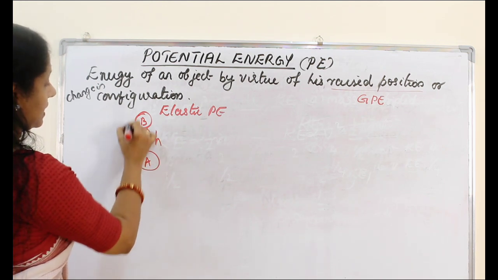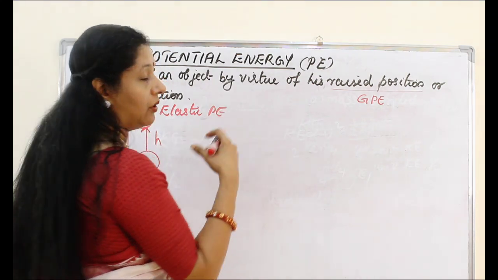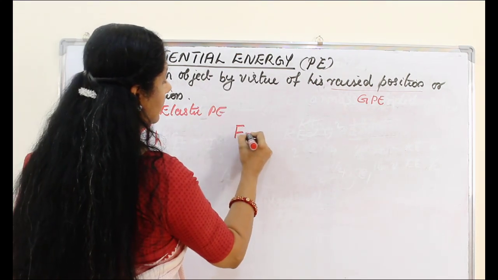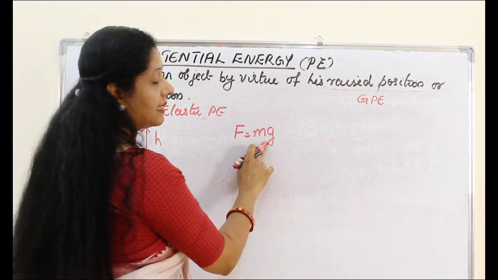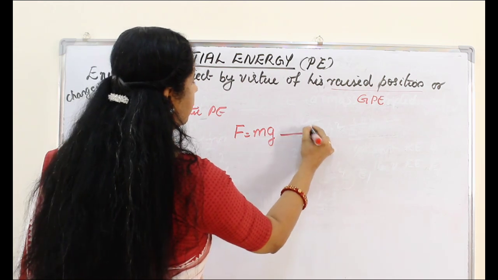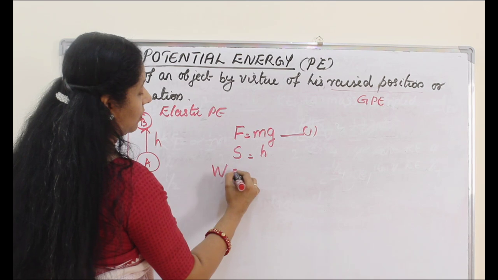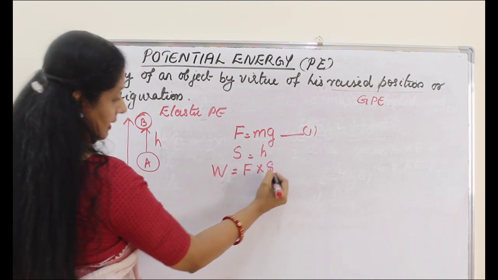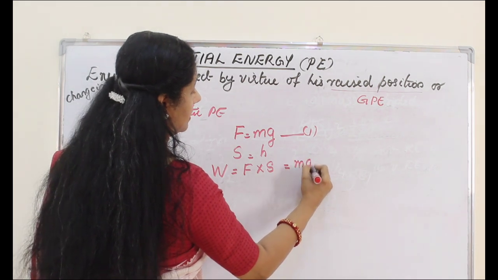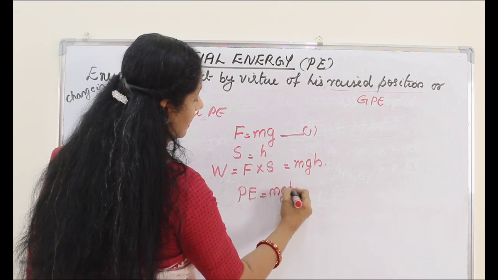When I lift it, I am doing some work on this object. In order to do work, we are applying a force here, right? The force is considered mg, because it is done against gravity: mass into acceleration due to gravity. Then what is the displacement? S here is h. So work done, we know the formula is F into S. Substituting the values, we get mgh. So potential energy is equal to mgh.